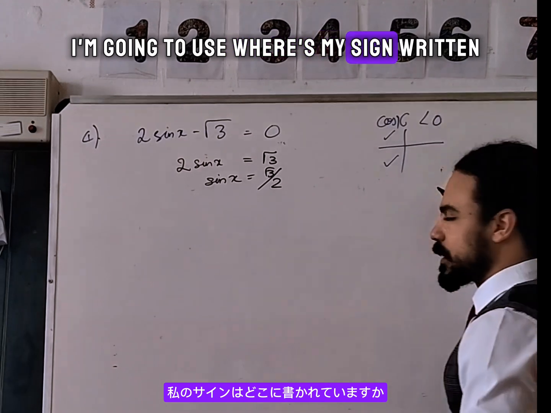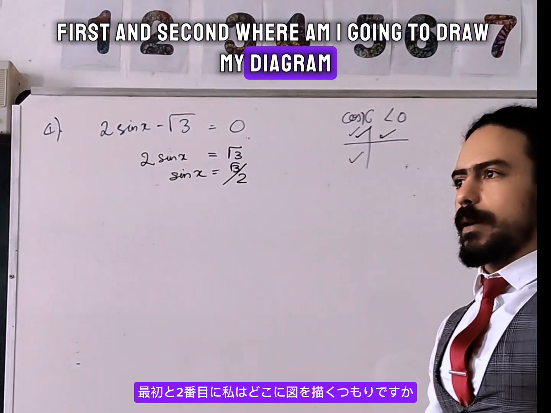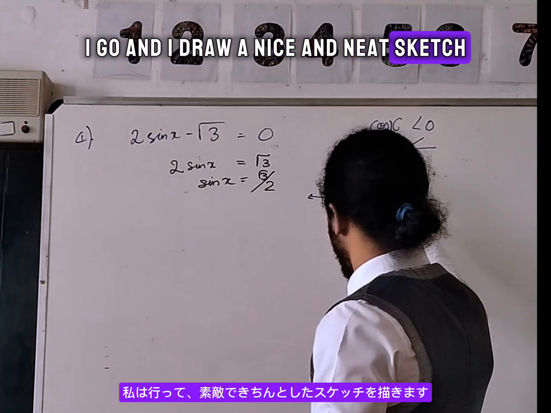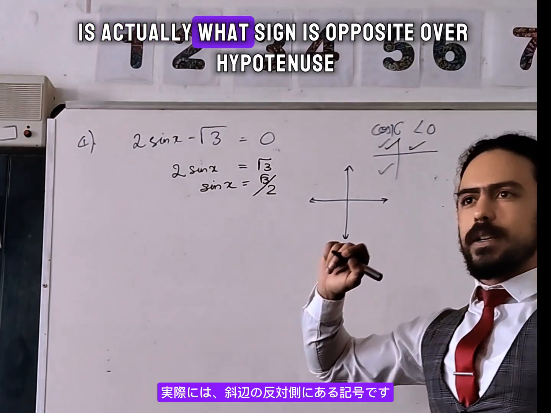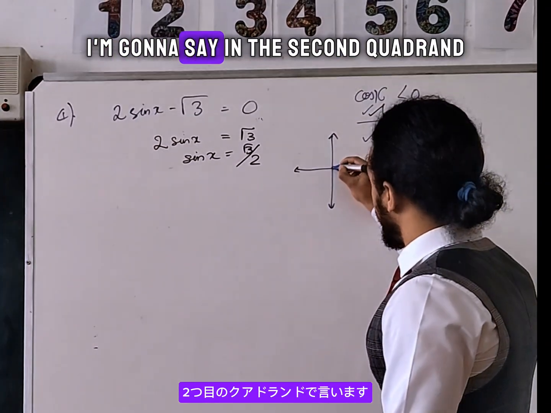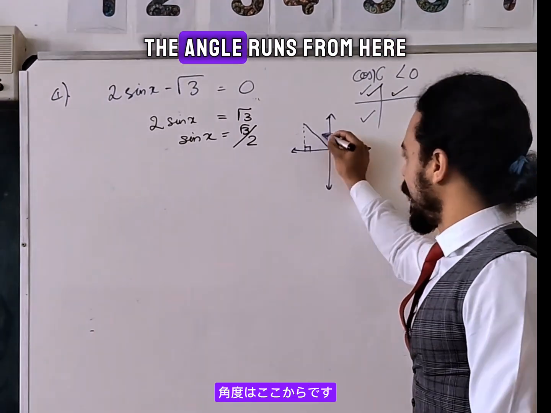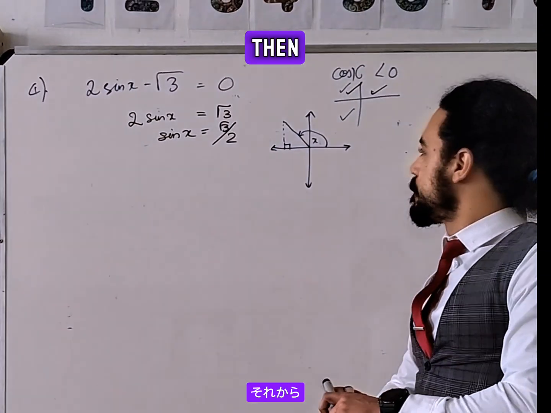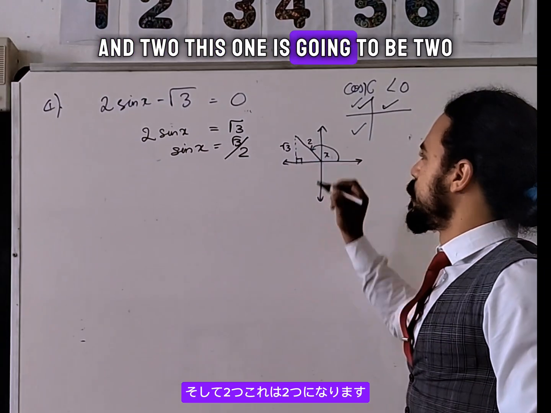Where is my sine ratio positive? First and second quadrants. Where am I going to draw my diagram? Second. So I draw a nice and neat sketch where I fill in all the information that I have. Sine is opposite over hypotenuse. In the second quadrant I draw a triangle with a 90 degree angle. The angle runs from here and that is the angle x. Then my opposite side is going to be square root of 3 and the hypotenuse is going to be 2.